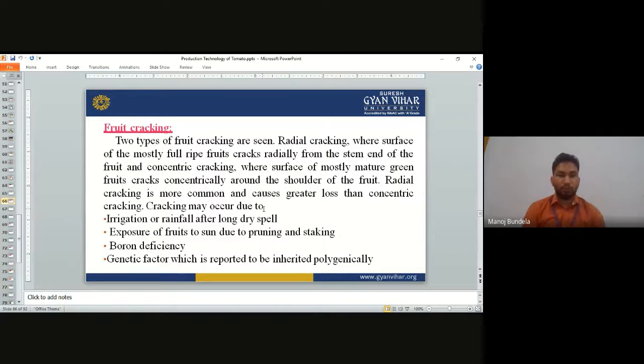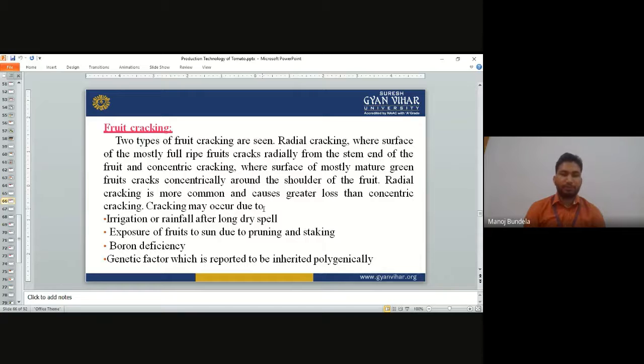Cracking may occur due to irrigation and rainfall after a long dry spell. Means after a long dry spell, if we suddenly apply the water, the cracking will occur. Exposure of the fruits to the sun due to pruning and staking: when we go for pruning and staking, the fruits are directly exposed to the sunlight. So that time also it causes the fruit cracking.